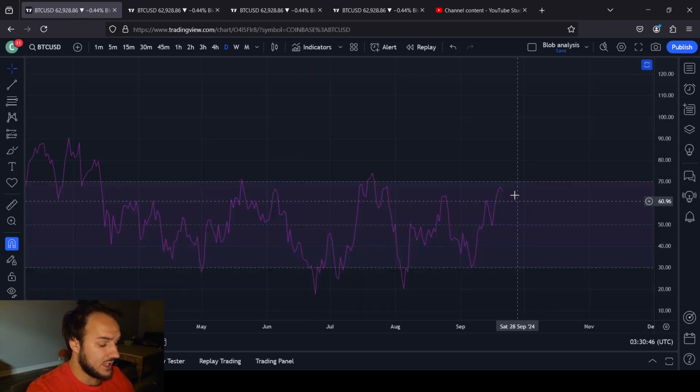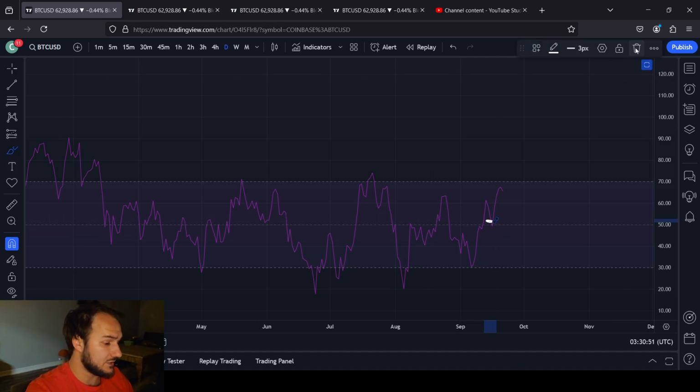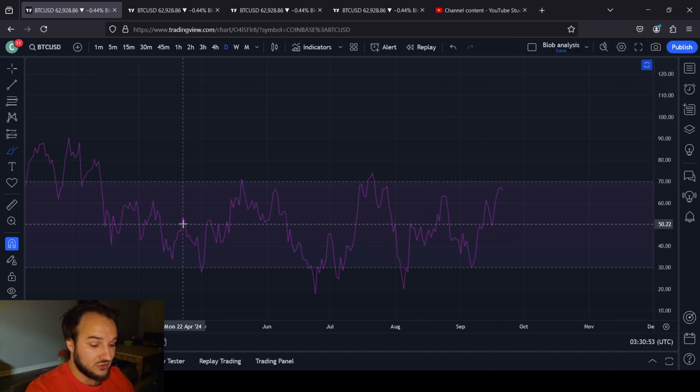Looking at the daily RSI, I've got to say I really love it. I love this bounce off the 50. That's always a good sign. A rejection is not a good thing. Rejection is not normally a good thing, but a bounce normally is.